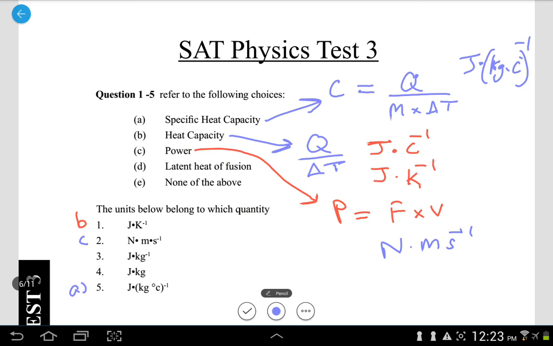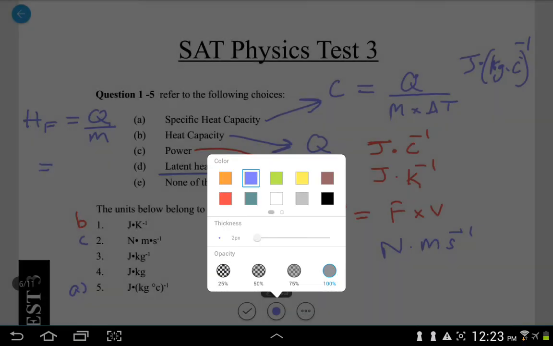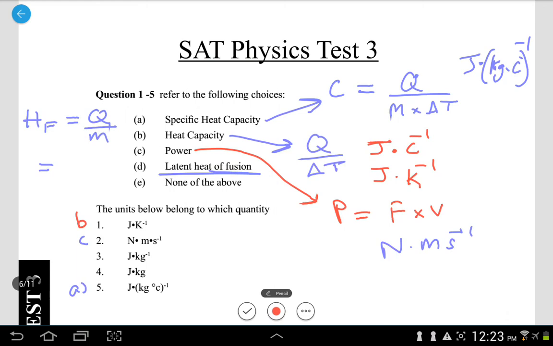Now, latent heat of fusion. Latent heat of fusion is HF. HF equals Q divided by the mass. Q is joules and mass is kilogram. Joules per kg. So the answer for number 3 is D.